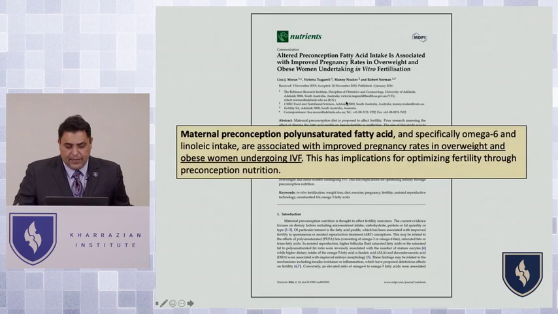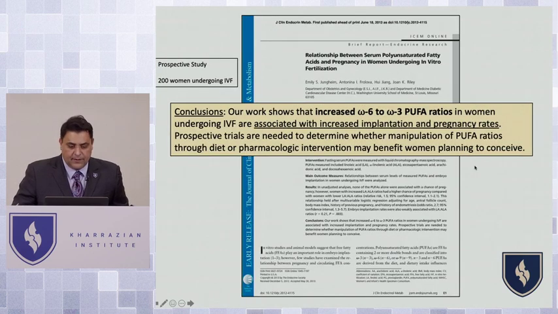So this prostaglandin balance is absolutely critical. And in this paper, they go on to show that maternal preconception intake of polyunsaturated fatty acids, specifically omega-6 and linoleic acid, are associated with improved pregnancy rates in overweight and obese women undergoing IVF. This has implications for optimizing fertility through preconception nutrition.